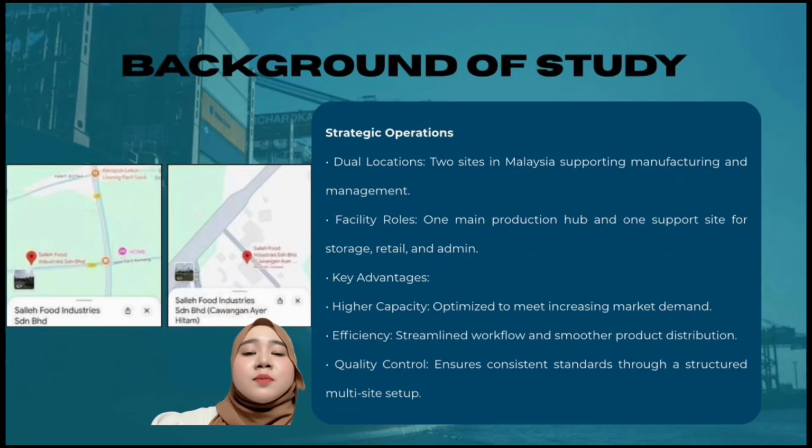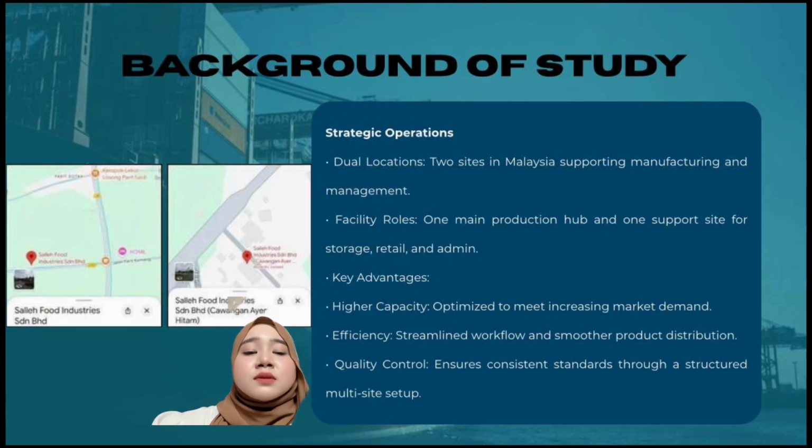Saleh Food currently operates 2 locations in Malaysia to support its manufacturing and business activity. One location serves as the main product facility, while the second location functions as a supporting site for additional production process, storage, retail operation and overall business management.